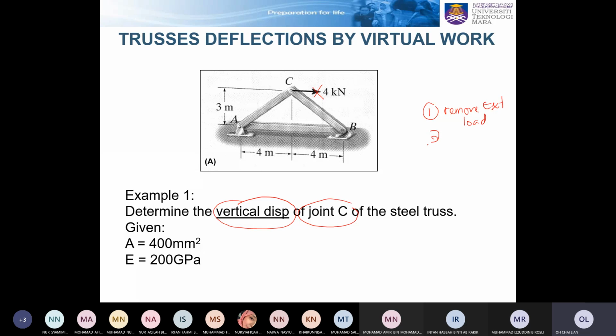The second one, anyone can help? Apply 1 kilonewton. Yes, apply 1 unit load. In this case, we put 1 kilonewton to joint C, the place where you want to find the displacement. What is the direction?